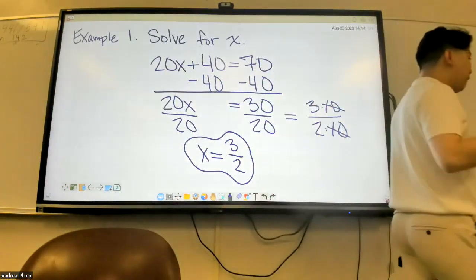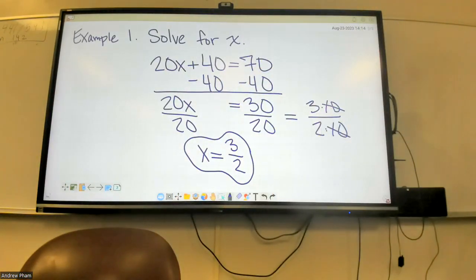All right, so we're done with example 1. We just solved a linear equation. We got x is equal to some number. Any questions about what we did on any of the steps here for example 1?